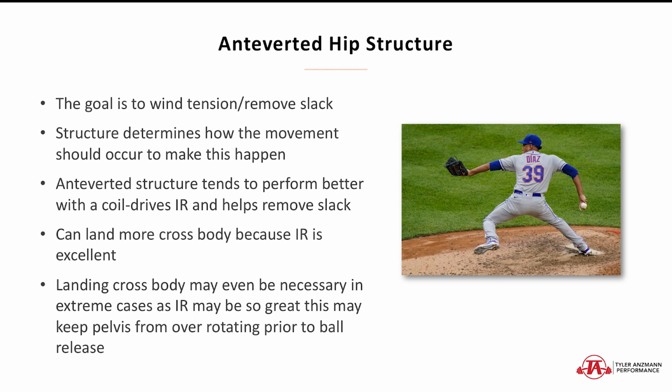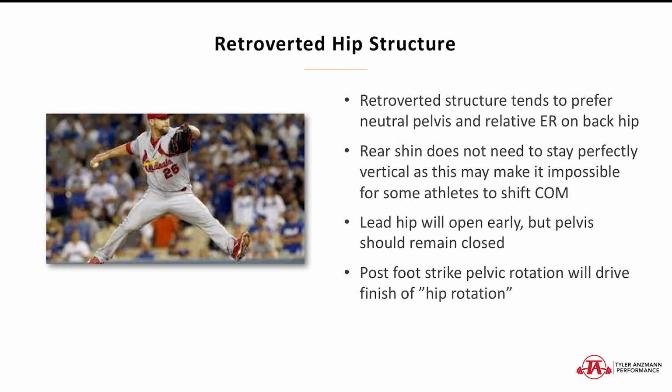Retroverted guys, all right? Generally speaking, and we're going to get to this later on, these will tend to be your more muscle-driven guys usually. Not always the case, but usually. Trevor Rosenthal's a pretty decent example of this. He's got this retroverted structure. They tend to prefer a more neutral pelvis and relative external rotation on the back hip. So you can see on his back hip, this pelvis stays pretty neutral as he's going down the mound, and we maintain this relative external rotation of the femur as he's holding this position.